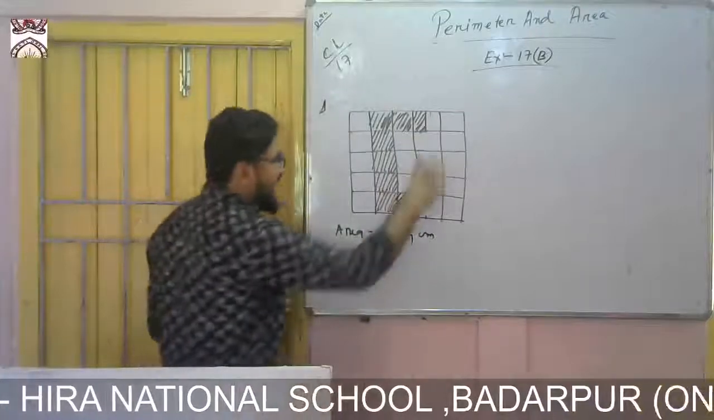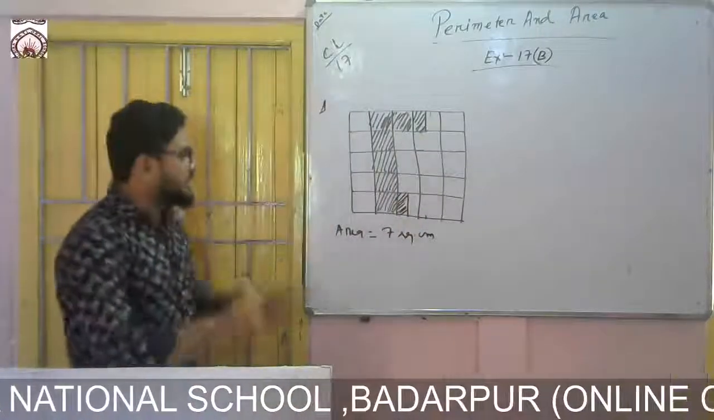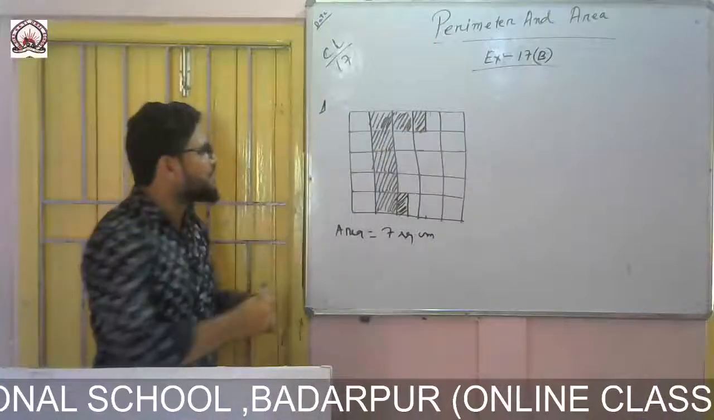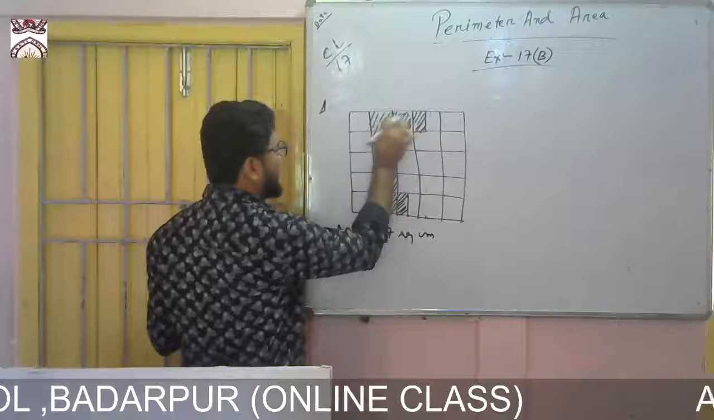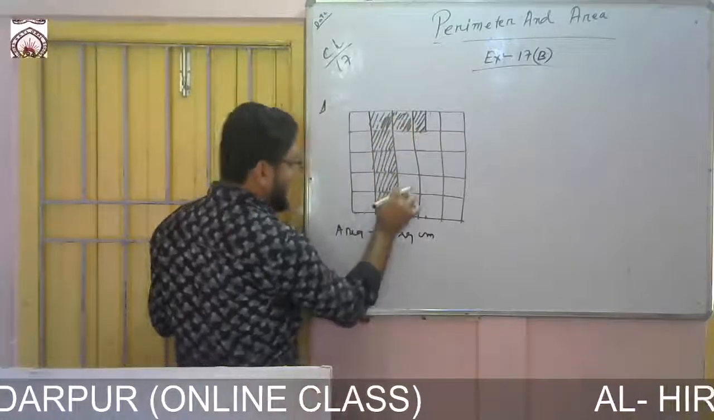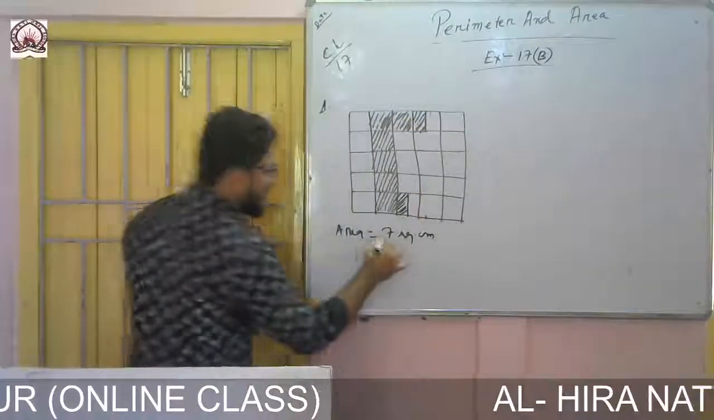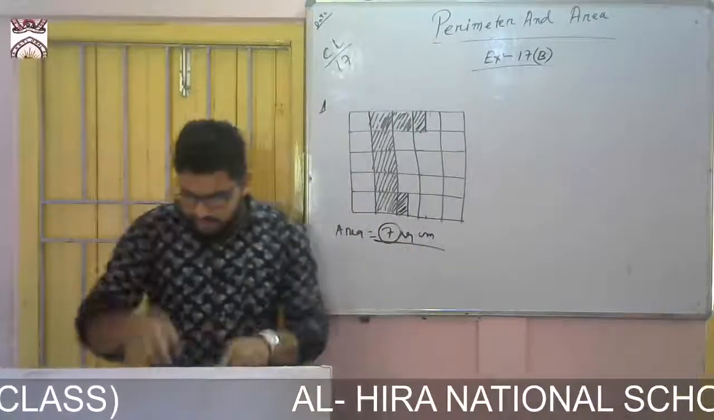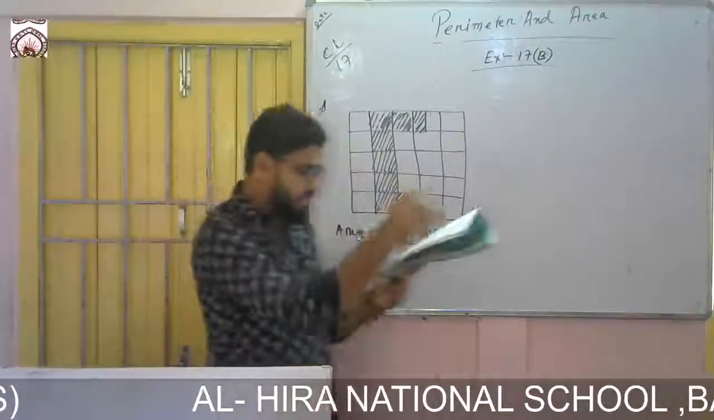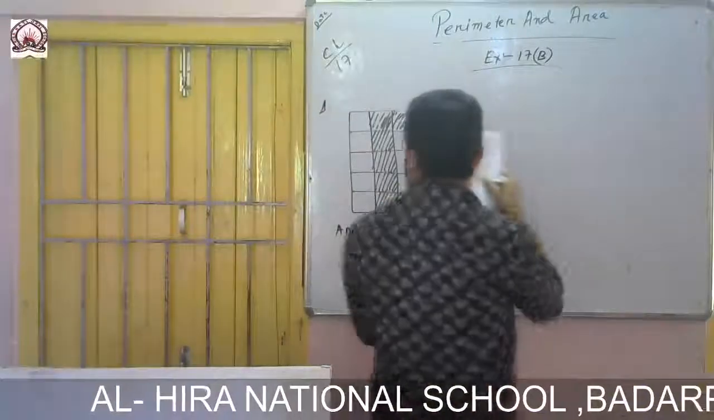So I shall take this half as 1. This half will make what? 1. So here will be 1 2 3 4 5 6, 1 2 3 4 5 6, and this half will make what? 7. So this 7 came.